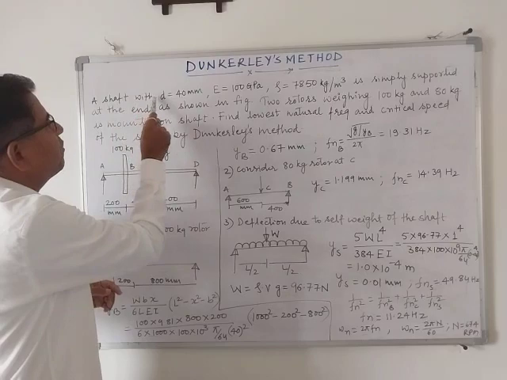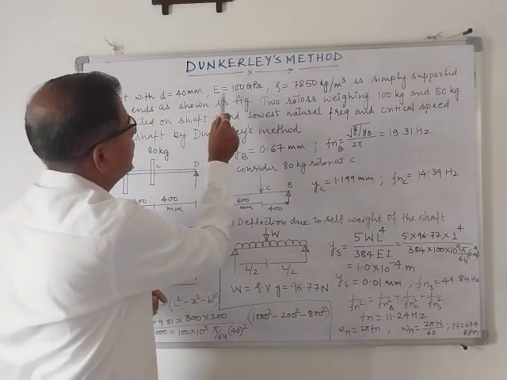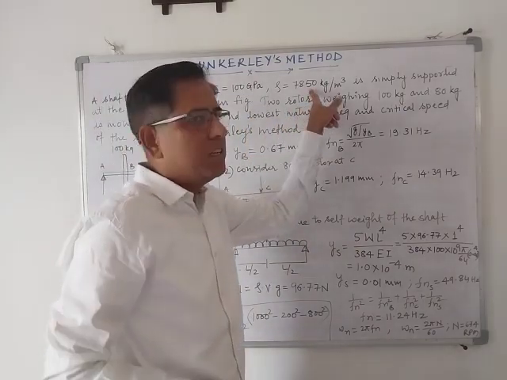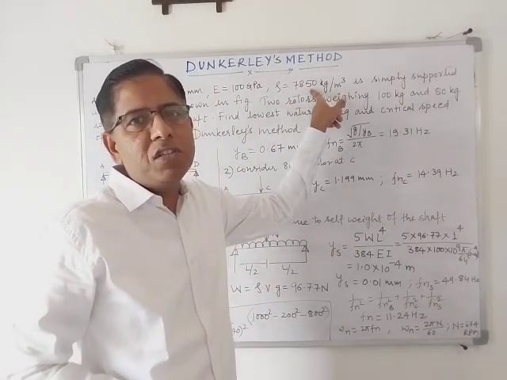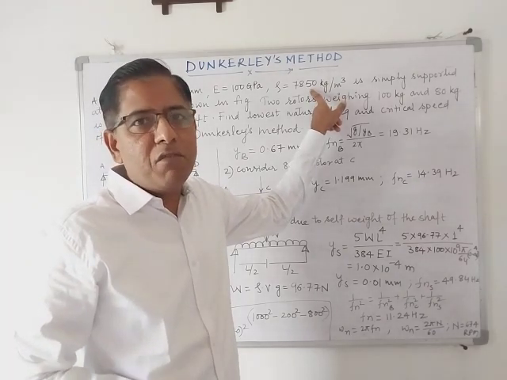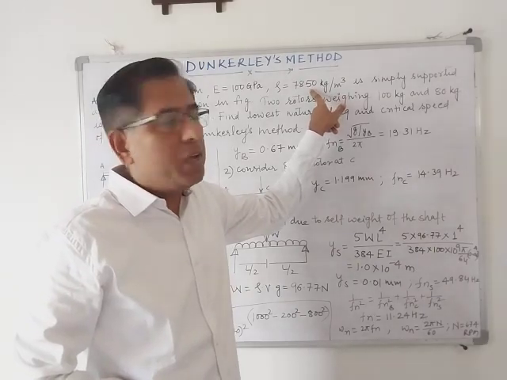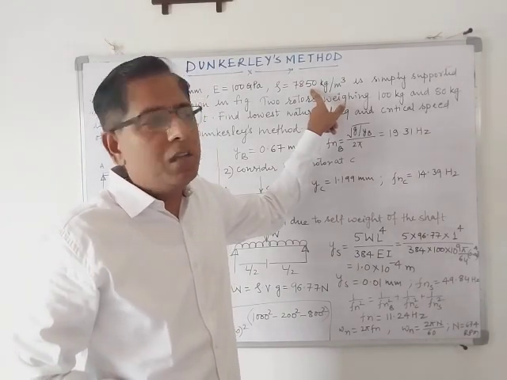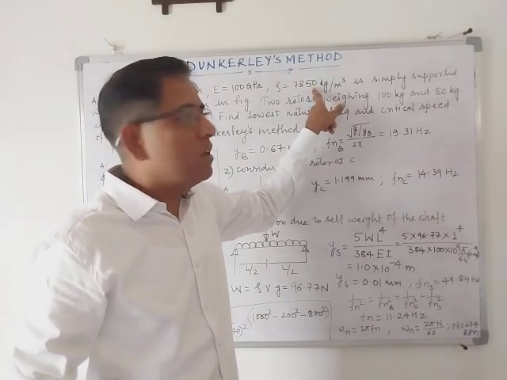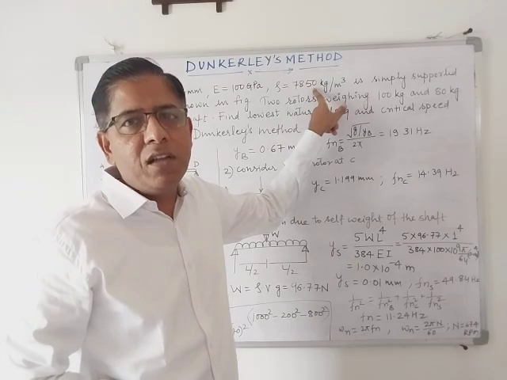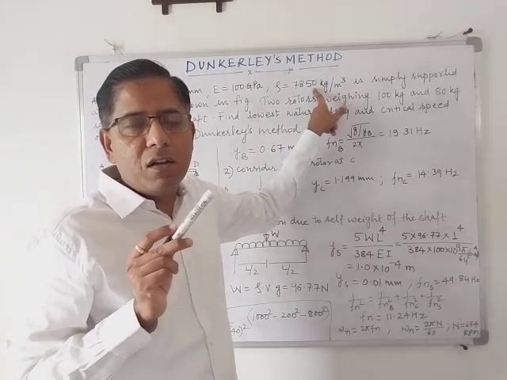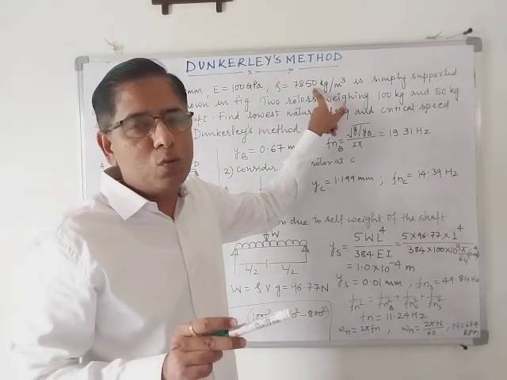A shaft with diameter 40 mm, Young's modulus 100 GPa, and the density. Now here the value of density of the shaft is given. That itself indicates that we need to consider the self weight of the shaft. Had it been the case where the density of the shaft is not mentioned, that means you need to neglect the weight of the shaft. And since here the density is mentioned, it indicates that you need to consider the self weight of the shaft also.